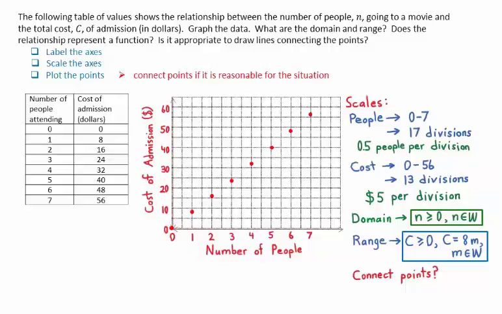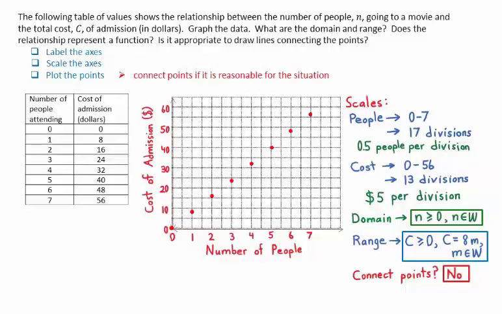Do we connect the points? We ask ourselves, is it possible to have values in between the ones plotted on the graph? Can we have something in between 3 people and 4 people as an example? We can't do this, so in this case it is not appropriate to connect the points.